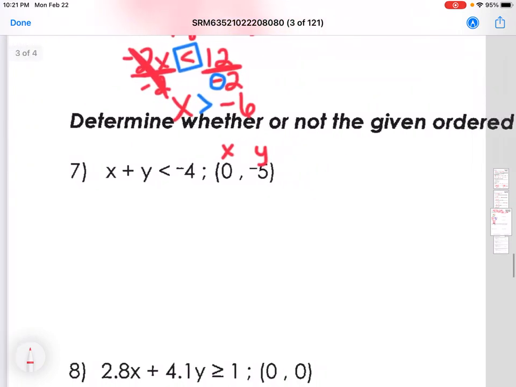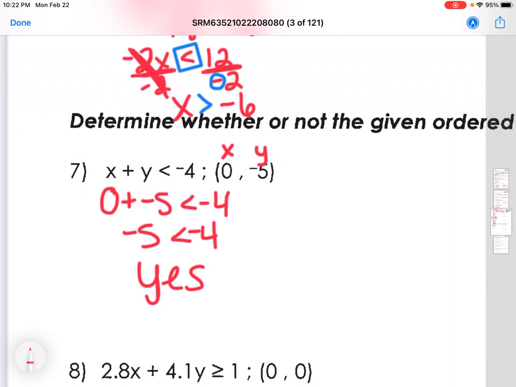So if I have x plus y is less than negative 4, I just substitute those points in. So x is 0, y is negative 5. So 0 plus negative 5 is negative 5. And is negative 5 less than negative 4? Yes. So that means my ordered pair 0, negative 5 is a solution.